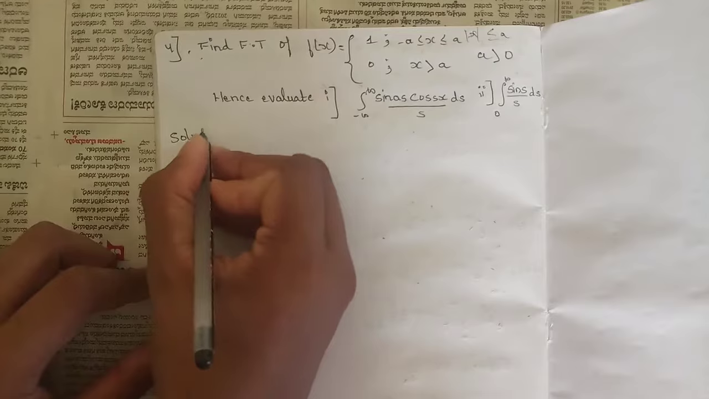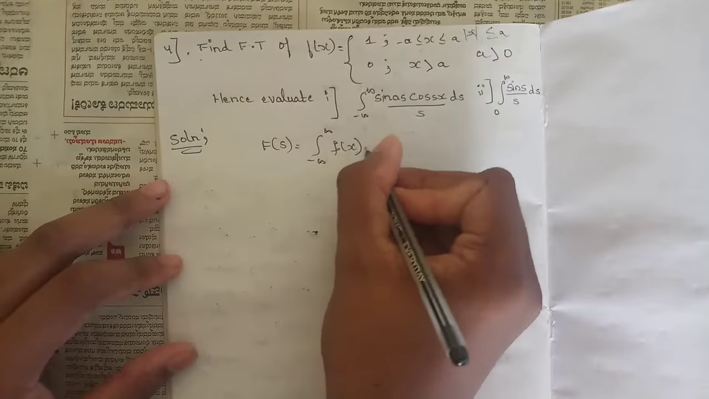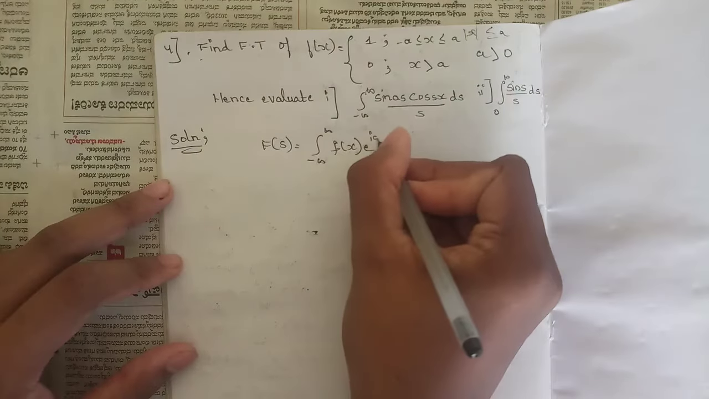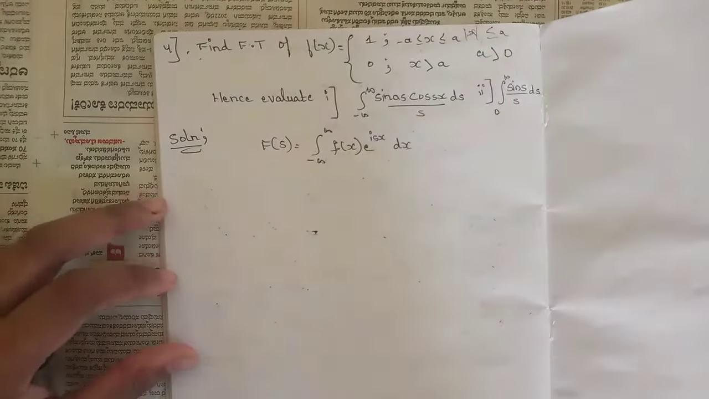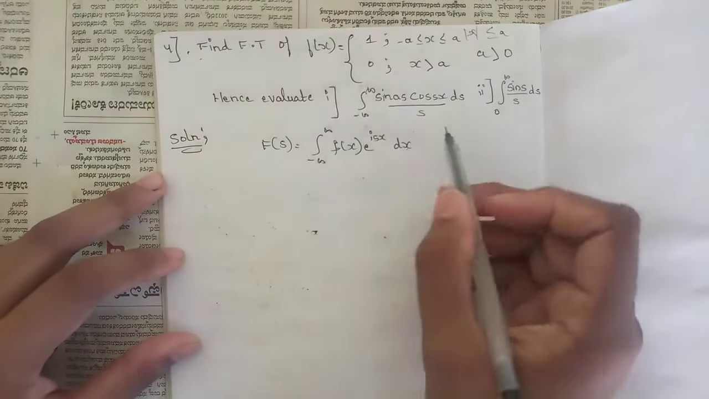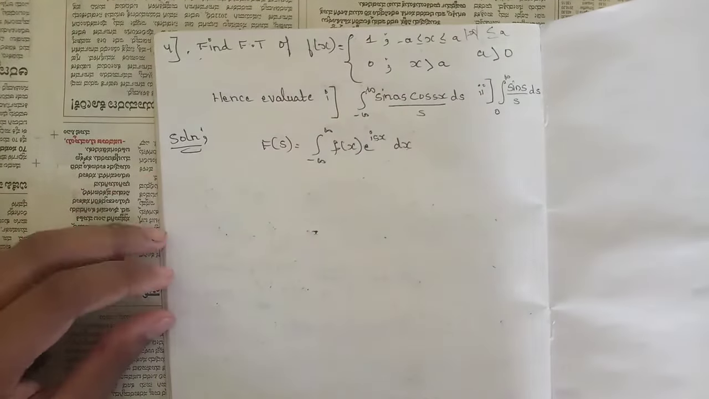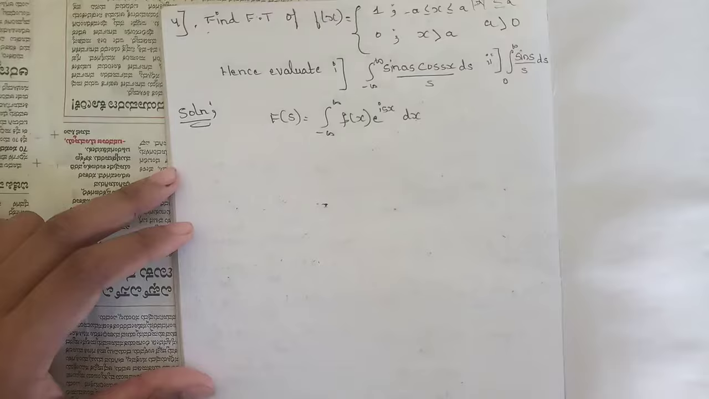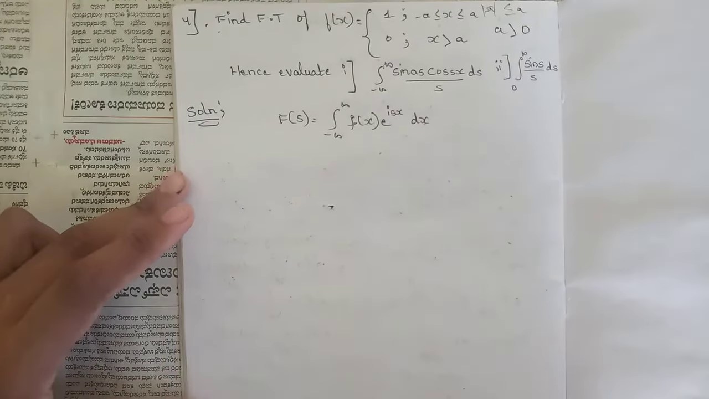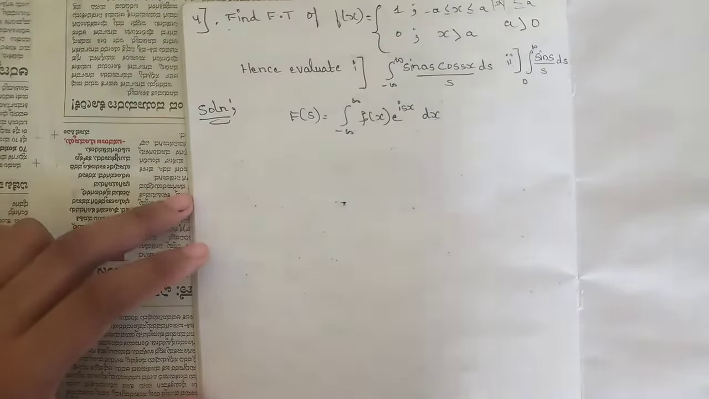So now let's write the solution part. We know that the Fourier transform is represented as the integral of f of x into e power isx into dx. In order to evaluate these two cases, we need to first find the value of the Fourier transform, and after that we need to use the inverse Fourier transform to find these two values, since we have solved a similar kind of problem in our first problem of this module. In the same way we are going to solve this also.